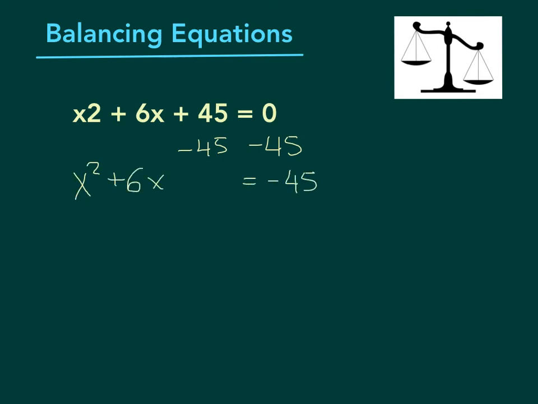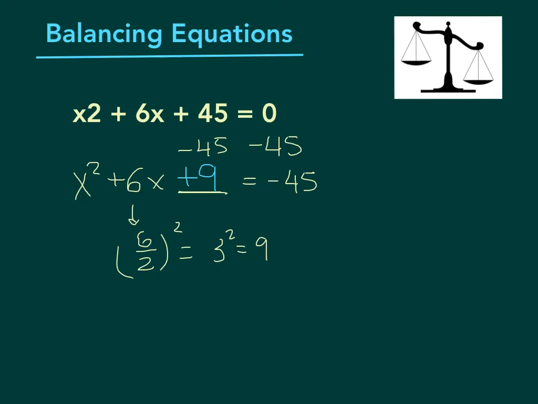Now notice I left a blank. This blank is exactly like the blank in the previous few examples. We need to figure out what to put there so that this whole left side is a perfect square trinomial. So I'll use my trick of taking the 6, dividing it by 2, and squaring it. So that's going to be 3 squared, or 9. So I need to add 9 here to make the left a perfect square trinomial.